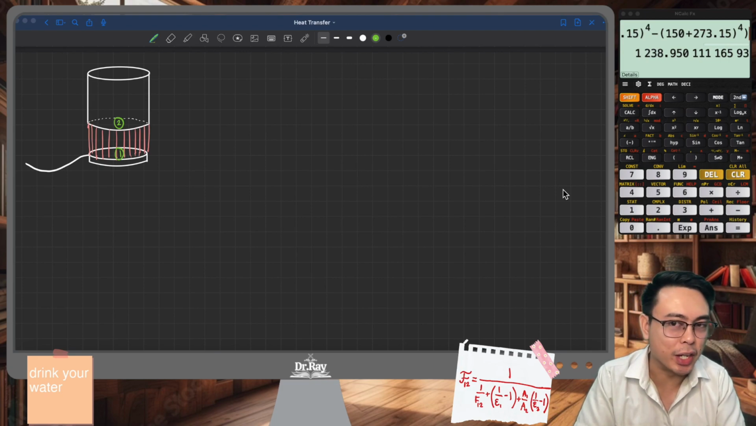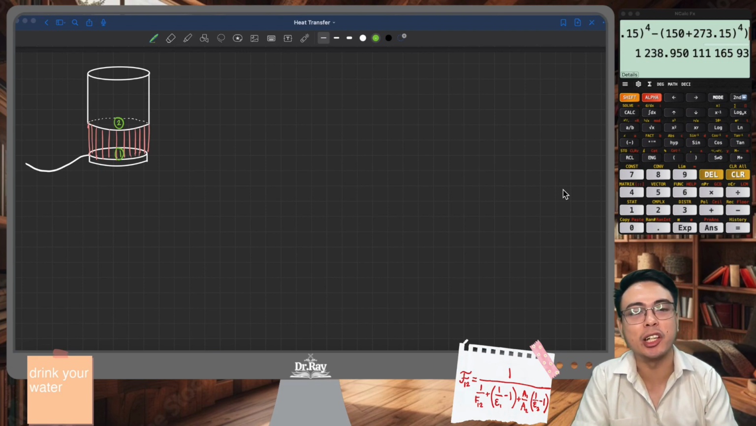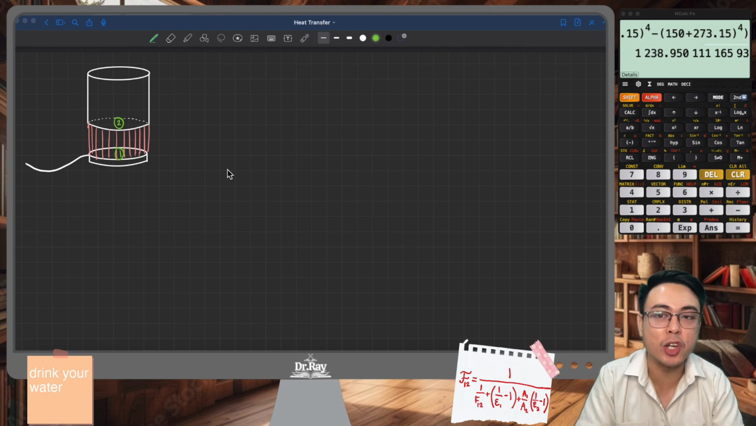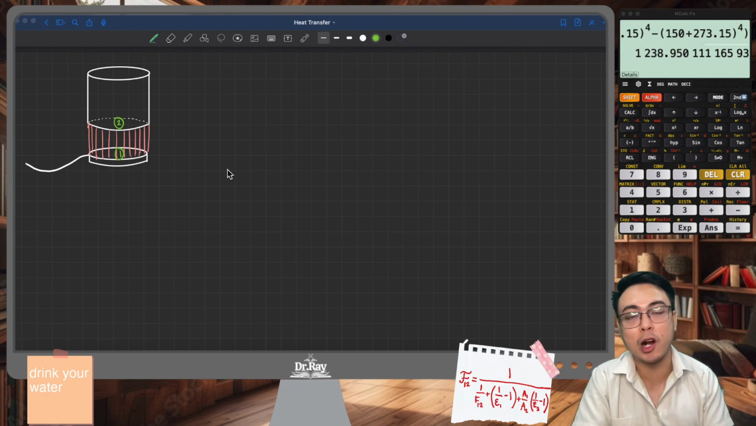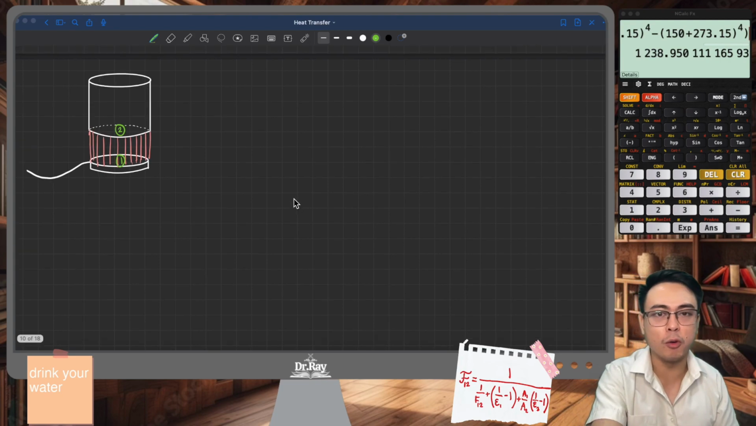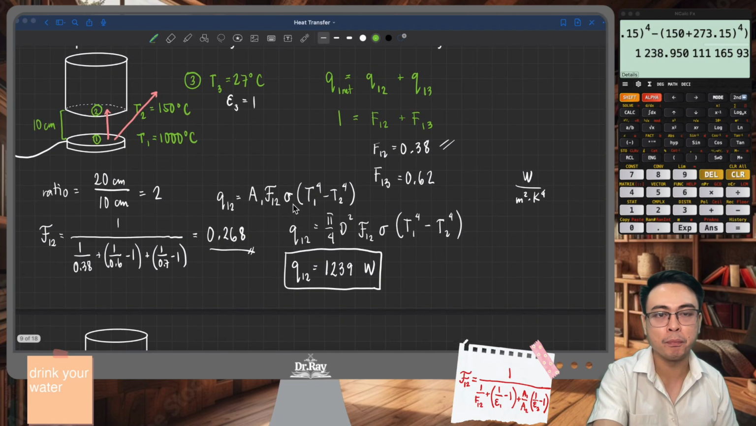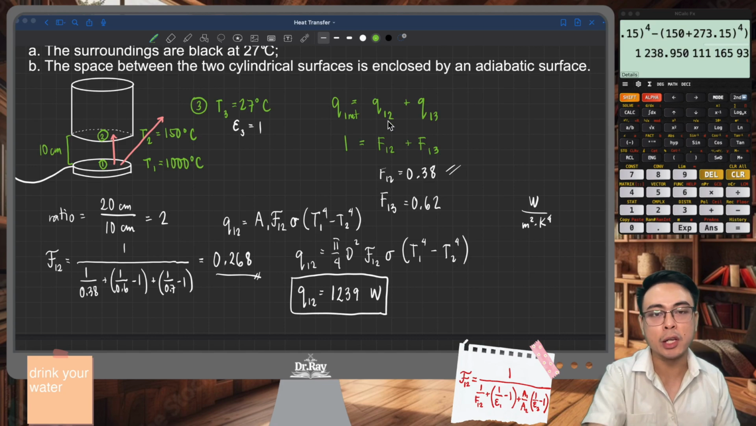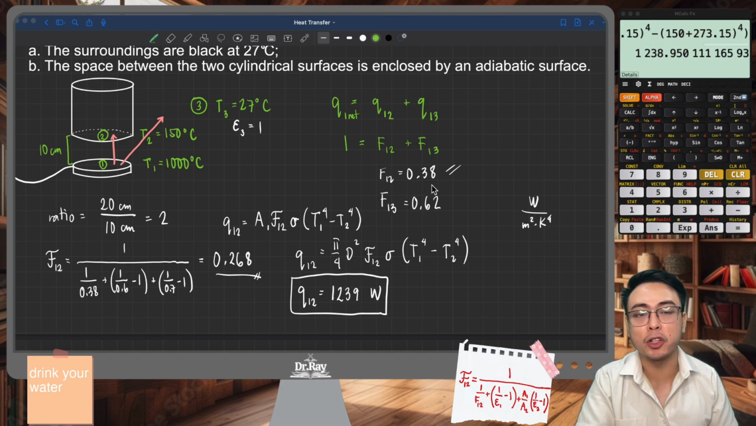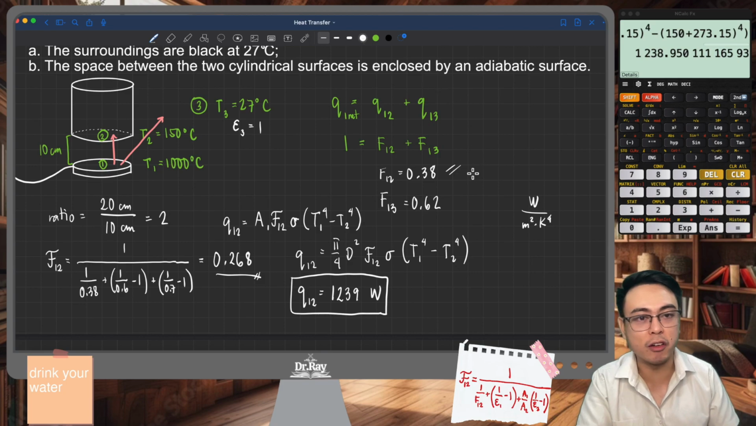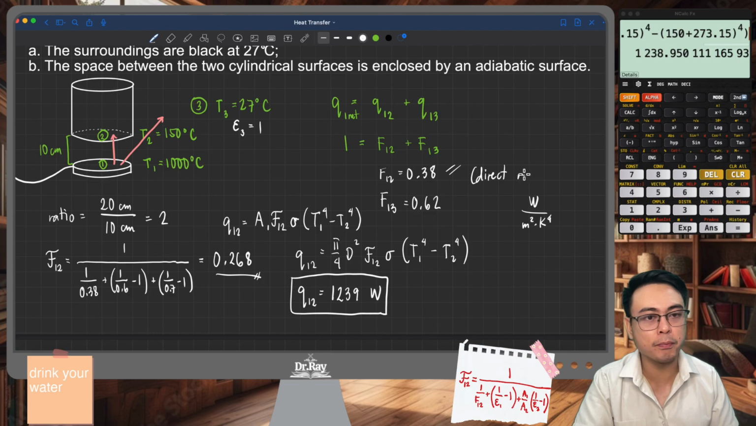So as I was saying, now that we have placed a shielding material, an adiabatic material, to enclose the space between those two surfaces, we don't expect radiation to be emitted to the surroundings anymore. It's just radiation between surface 1 and surface 2, but the view factor will change. So if you go back to our previous solution, we are solving for Q12, right? And earlier, our view factor is 0.38, but take note that this is for direct radiation between the two planes.